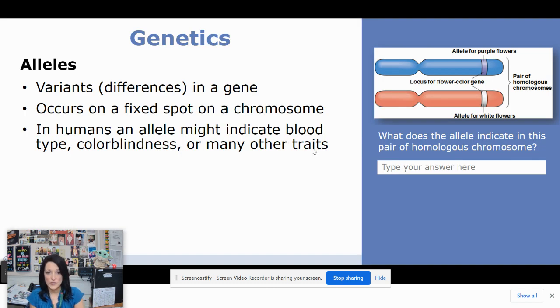The next thing I'd like you to know is that alleles are differences in a gene. We call that a variant. They occur on a fixed spot on a chromosome. So here's an example in the picture to the right. In humans, an allele might indicate blood type, color blindness, or other traits. And what does the allele indicate in this pair of homologous chromosomes? It tells you right here, it's the allele for white flower on this one and an allele for purple flower.